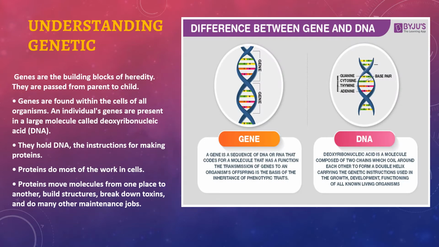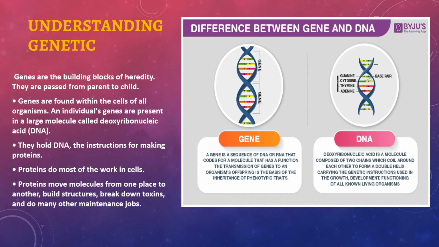So first, before going into genetic diseases, let me give you a small brief about genetics. What is genetics all about? First, what is a gene? Genes are the building blocks of heredity that are passed from the parent to the child. These genes are found within the cells of all organisms, and an individual's genes are present in a large molecule called deoxyribonucleic acid, or DNA.